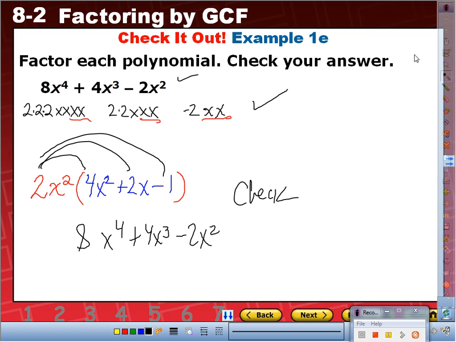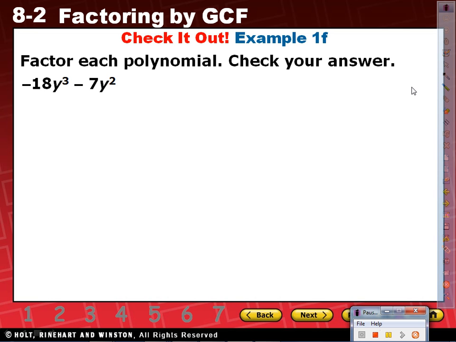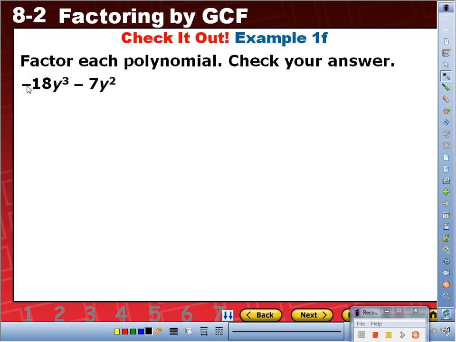Copy this one down, please. Example 1F. See if you can do that one. Go. Example 1F says, factor each polynomial, check your answer, negative 18y cubed minus 7y squared. Once again, if you don't see it, what are you going to do? Factor. This is negative. To get 18, let's see if we get our factor tree. We got 2 times 9. This is 3 times 3.